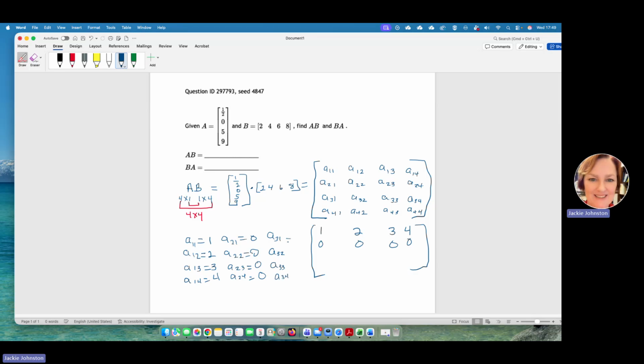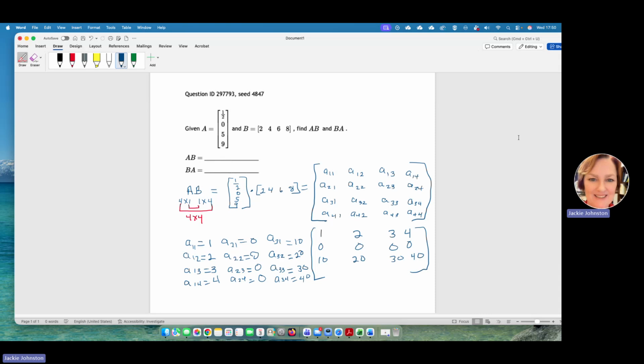4, and then equals. All right, so now this is going to be 5. There's my row 3, column 1. 5 times 2 is 10. 5 times 4 is 20. 5 times 6 is 30. And then 5 times 8 is 40. And that'll be our next row 3: 10, 20, 30, and 40. They made these numbers pretty nice for us here.